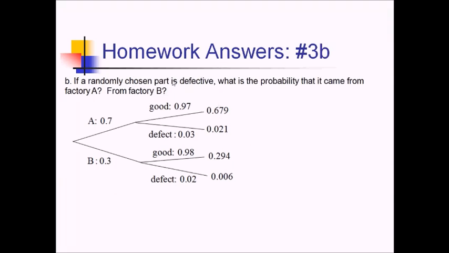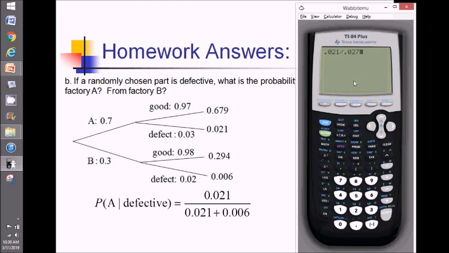For part B, we're asking if a randomly chosen part is defective, so we're given that it's defective, what's the probability it came from A? From B. So to answer the first part of this, from factory A, we have to take the factory A parts that were defective, which was this 0.021, and divide it by all the defective parts. So that was that 0.027 that we just found in the last part. So this is probability that it came from A given that it's defective. So 0.021 divided by 0.027. And we'll do that on the calculator. And it looks like that's going to come out to 0.778 if we round off.